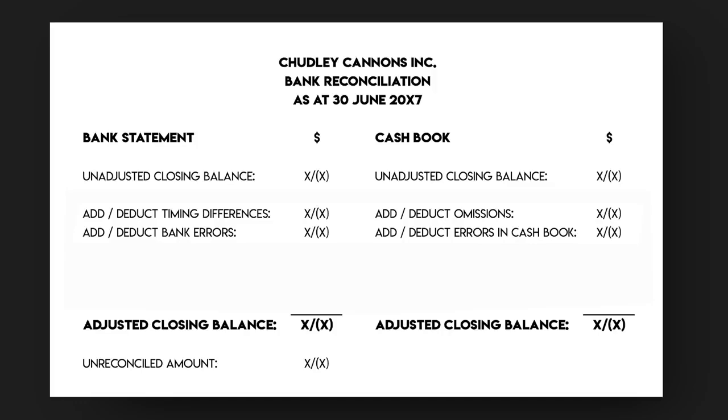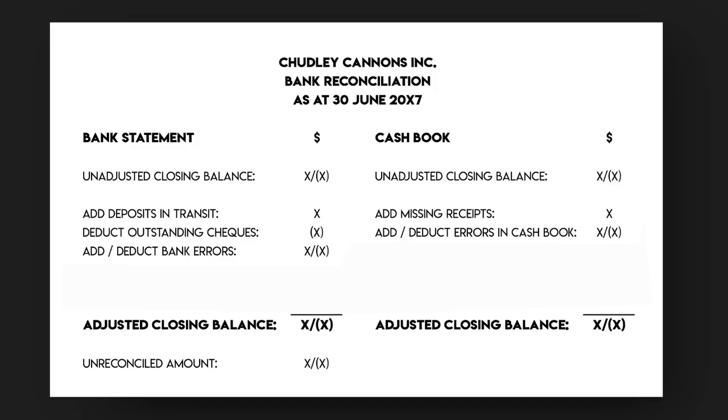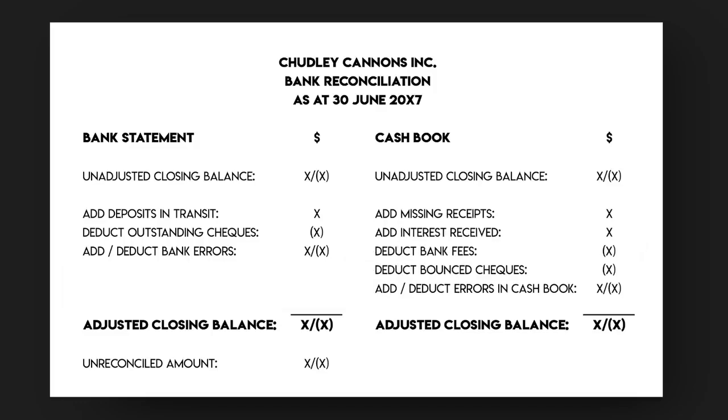Timing differences are made up of deposits in transit, which we need to add to the closing bank statement balance, and outstanding checks that we need to deduct. Bank errors, they can go either way, it depends on the situation. On the cash book side, some common omissions are the missing receipts and interest that we need to add, along with bank fees and bounced checks that we need to deduct. The errors in the cash book also depend on the circumstances. There we go, the full bank reconciliation template. We'll enter the numbers in a moment, but before that, we've got step 3.